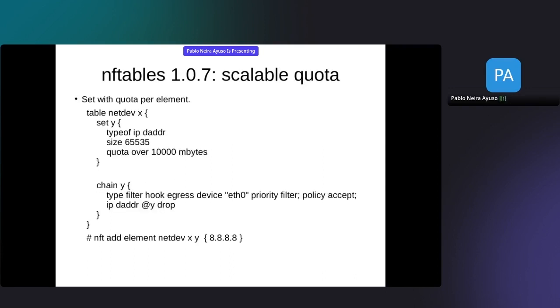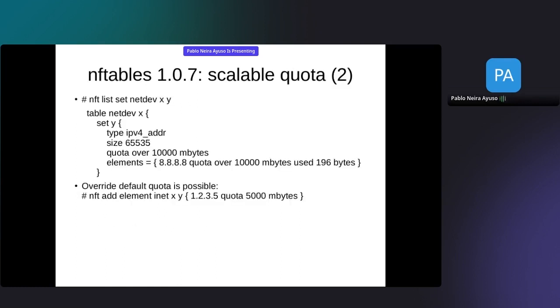Scalable quota. It's also available since nftables 1.0.7. This is a netdev table that contains a set with basically destination IP address, and a quota is set over 10,000 megabytes, and then it is used from the rule set to match on the elements available in that set. This set is not dynamic, so it's basically the control plane that is adding elements. In this case, I add an element for IP address 8.8.8.8, and the effect you see is here.